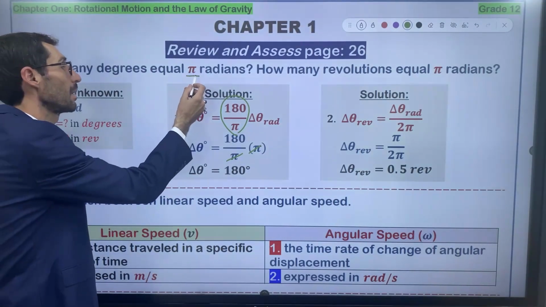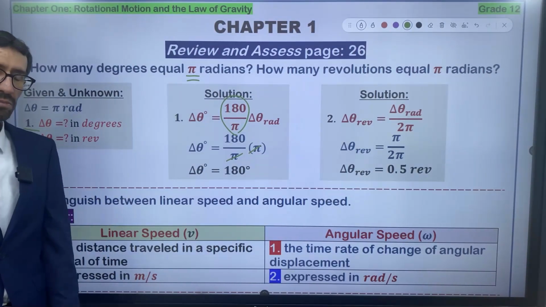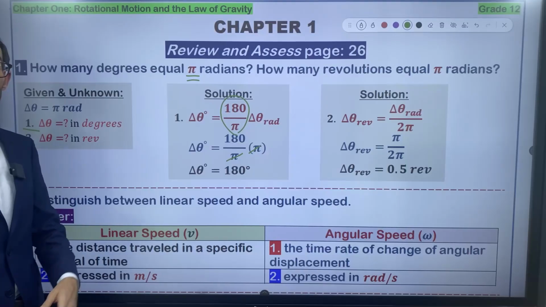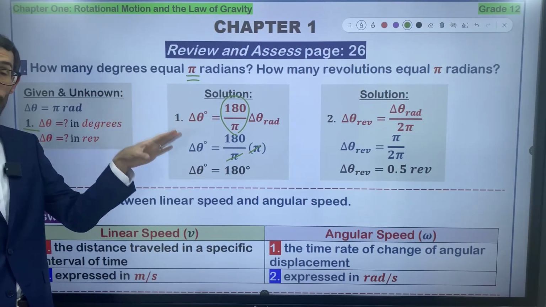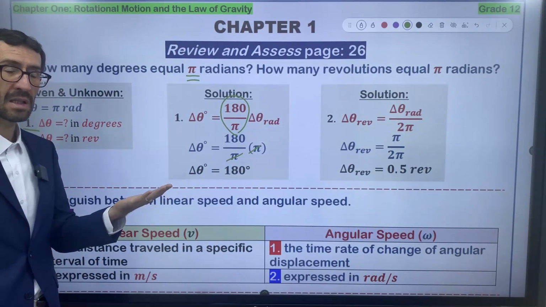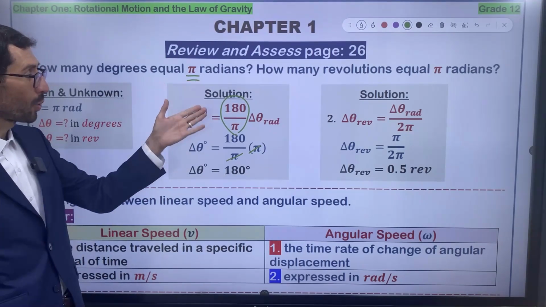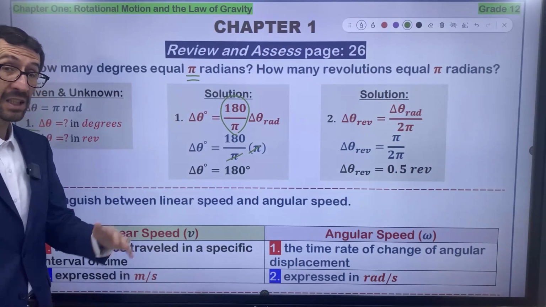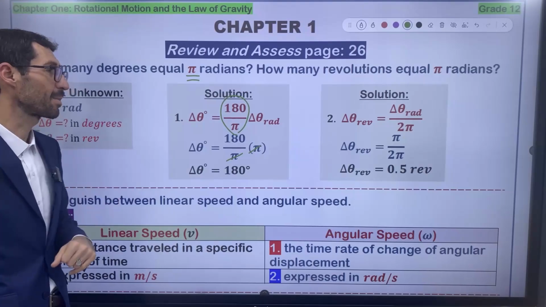Maybe most of the students know what the value of pi is directly without solving the problem, without using the rule, because it's very common. Pi is equal to 180 degrees. Maybe you don't use the rule and you memorize the value of pi in degrees, and if you use the rule, no problem, it doesn't matter.